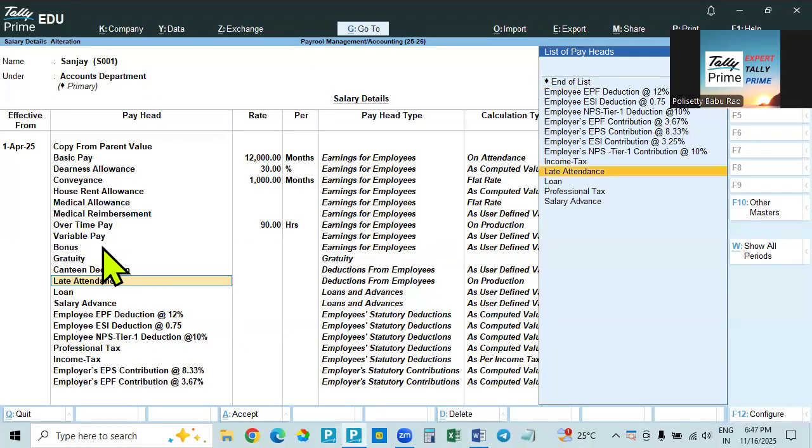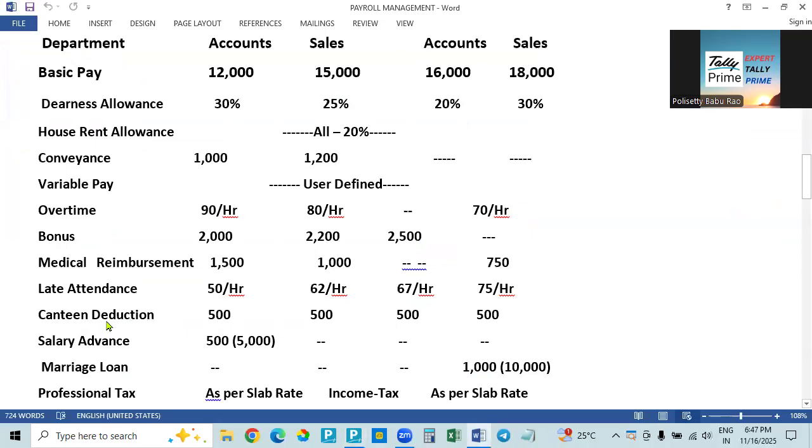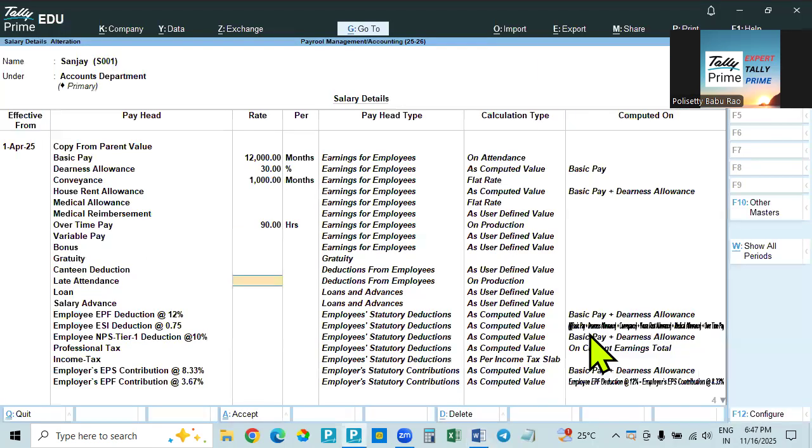Then late attendance will be defined already. Late attendance will be 50 rupees per hour. Here, overtime will be calculated at an extra rate. Late attendance is deducted from the normal salary. So what is the late attendance? 50 rupees per hour. It will come here.